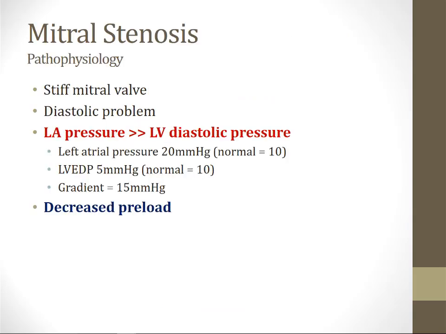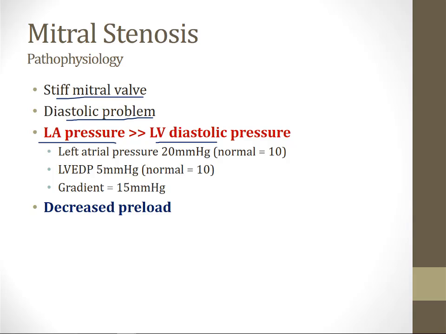Moving on, let's talk about mitral stenosis. So the pathophysiology of mitral stenosis is that it is a stiff mitral valve problem. This creates a problem in diastole. That's when the mitral valve should open to allow filling of the left ventricle, but it's difficult for the valve to open when it has become stiff and thickened. This creates a gradient between the left atrium and the left ventricle in diastole.